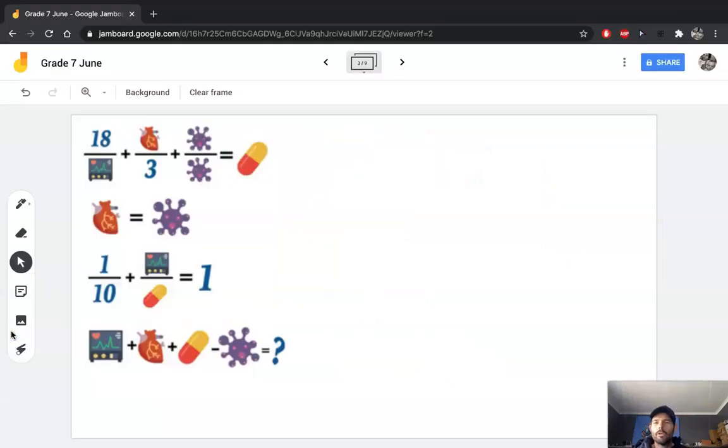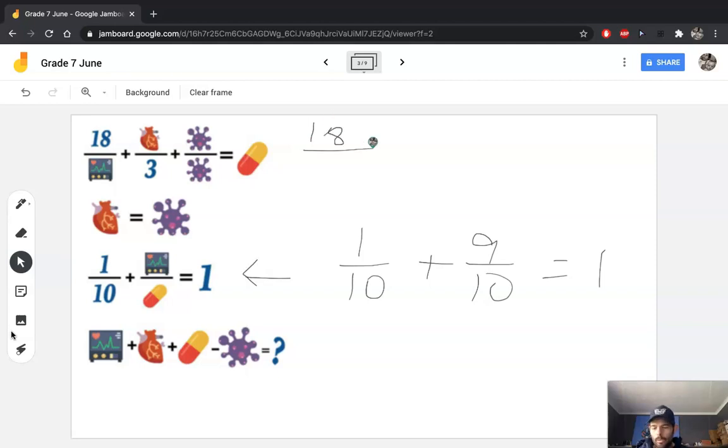On the third line, I know that 1 over 10 plus 9 over 10 is going to give me 10 over 10, which is a whole number, so I can write that whole number as 1. And now I'm just going to fill in what I know. So I know that the monitor is equal to 9, so that's 18 over 9. Remember, that's equal to 2, so let's just write that in brackets. And I know that the capsule is equal to 10.